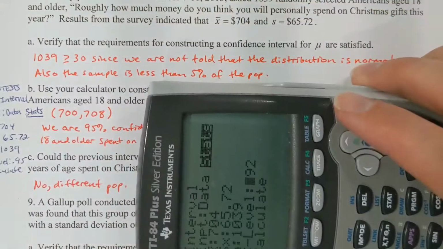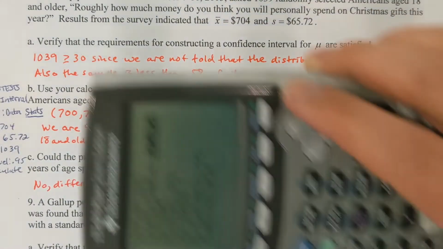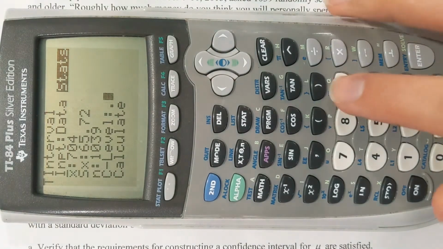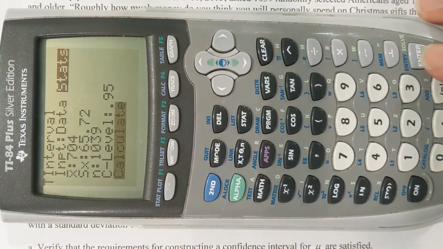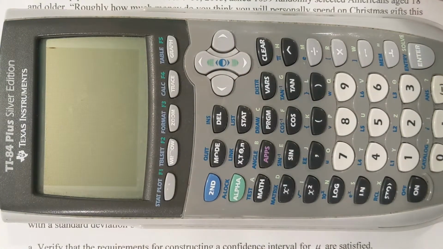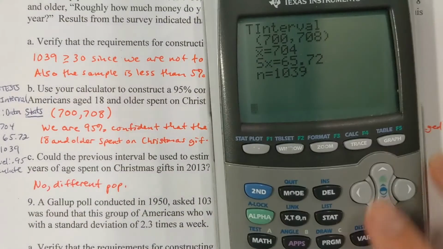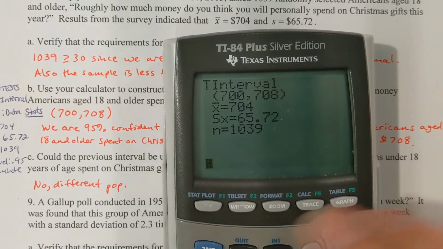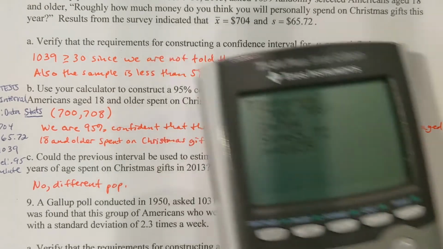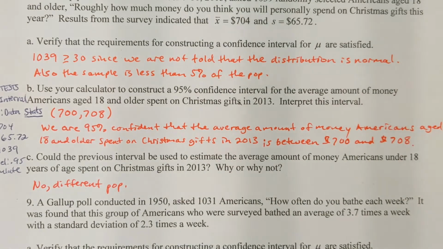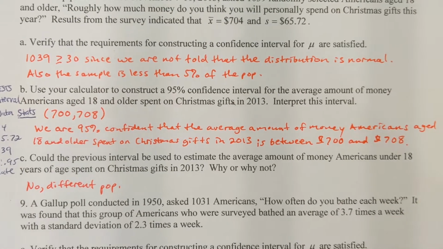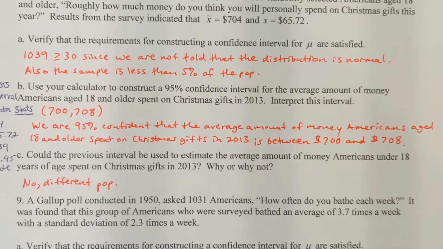The confidence level is a 95% level for this one. Make sure that's in decimal form. Hit calculate, and there's our interval. So the interpretation of this would be to say that we are 95% confident that the average amount of money that Americans age 18 and older spent on Christmas gifts in the year 2013 is somewhere between $700 and $708.